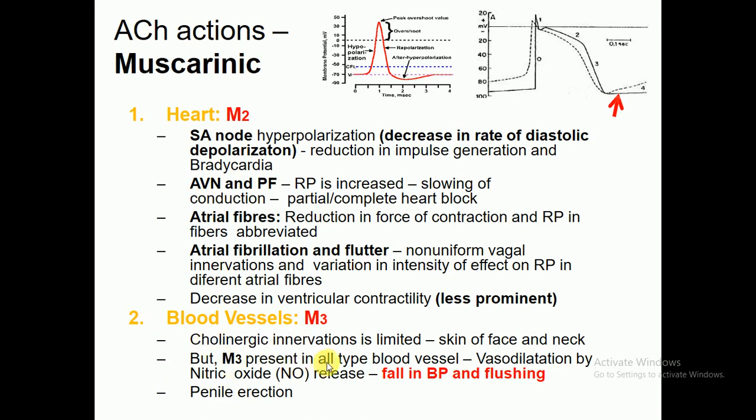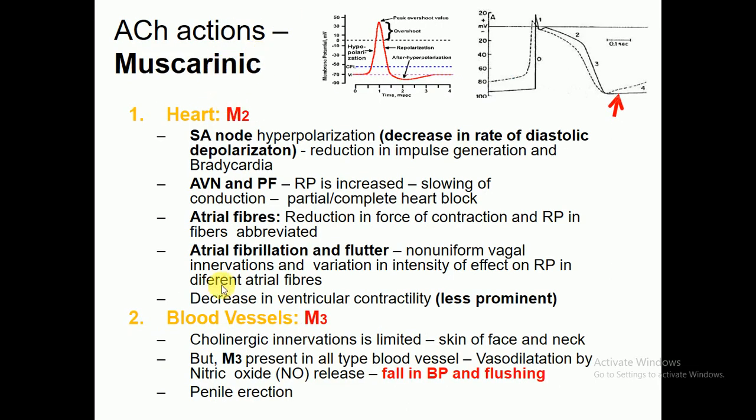The cholinergic innervation is limited to the skin of the face and neck. But M3 receptors are present in all types of blood vessels, causing vasodilatation by nitric oxide release and a fall in blood pressure, and flushing and penile erections may occur.